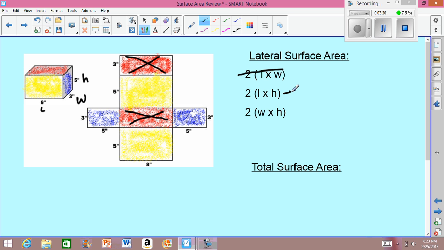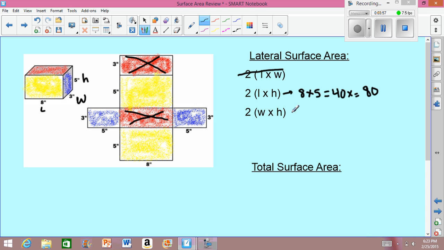So that means we're going to have the ones that have length times height. So my length is 8 times my height of 5. So 8 times 5 is 40. And I have 2 of those. So 40 times 2 gives me a total of 80. Okay, so that would be the area of length and height. So our yellow rectangles that are 8 by 5.